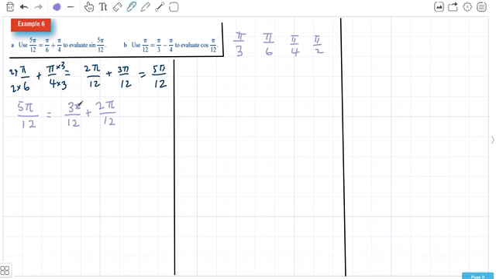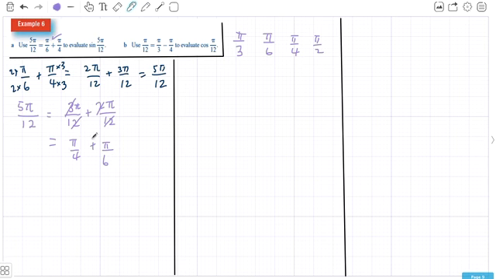Let's think about how these simplify down. So if we divide the top and the bottom here by 3, this is going to be pi on 4, plus divide the top and the bottom here by 2, and you're going to get pi on 6. So that's what you've actually been given. That's where it comes from.